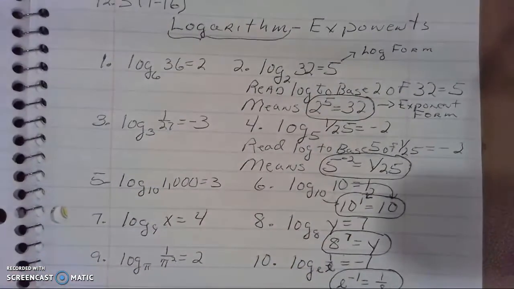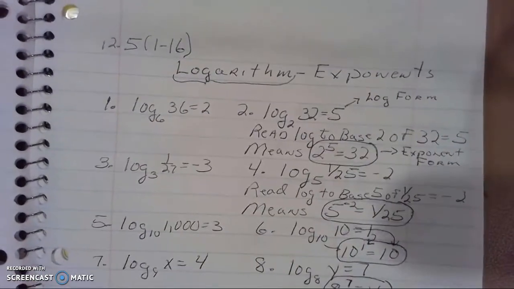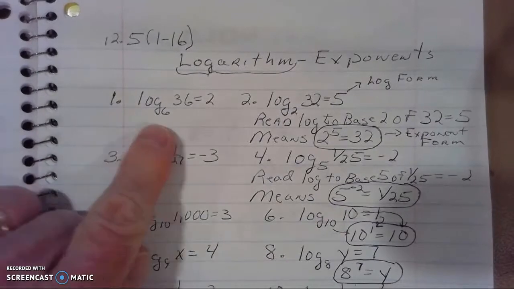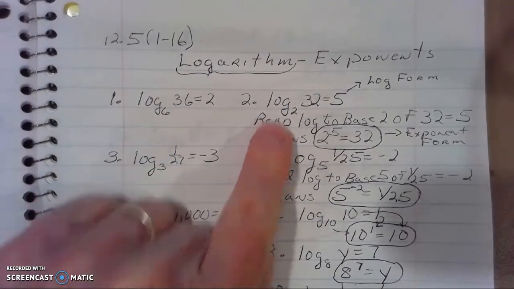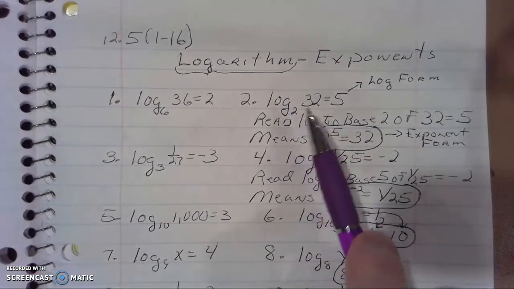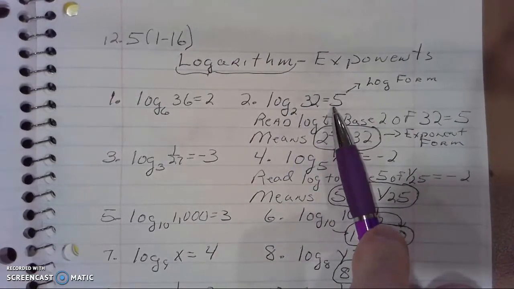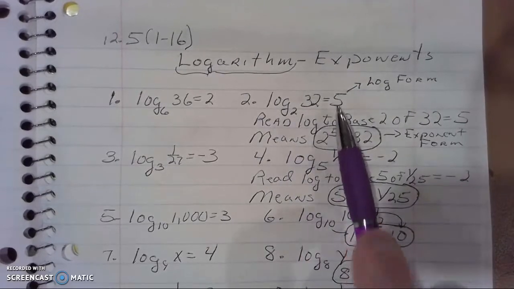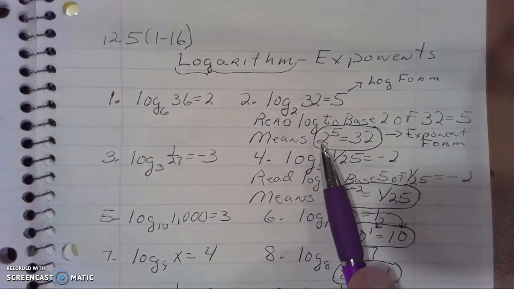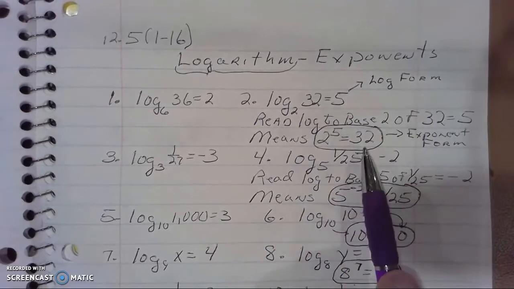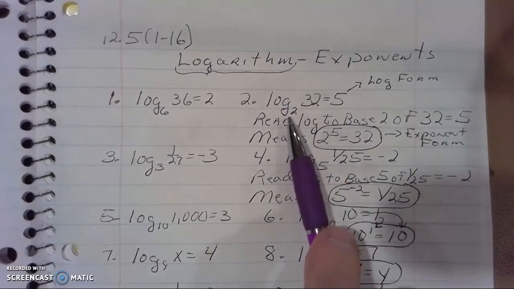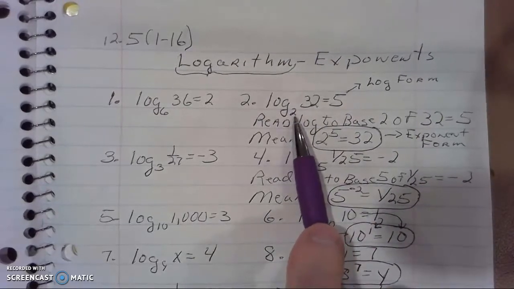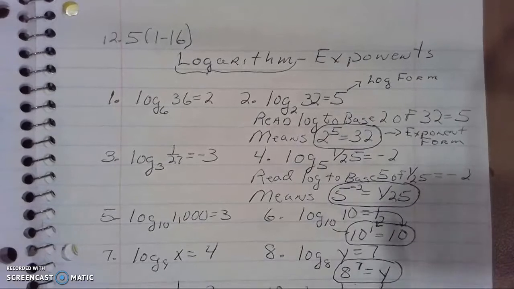Then, on logarithms, this is just simply rewriting these. Number 1 is right here. Okay, number 2, the log to the base 2 of 32 equals 5. That's log form. Log to the base 2 of 32 equals 5. That is rewritten as 2 to the 5th equals 32. This 5 is the exponent of that base. 2 to the 5th equals 32.